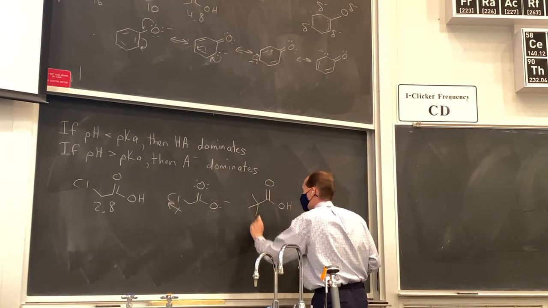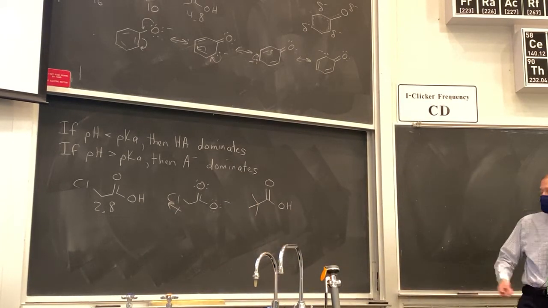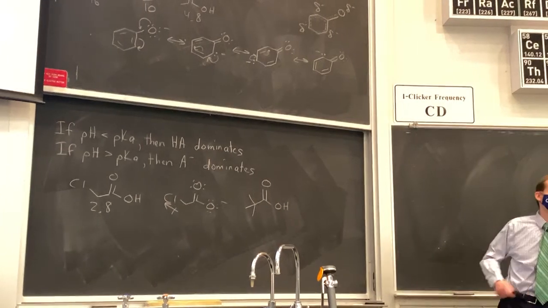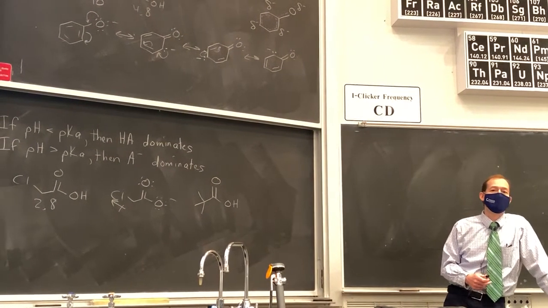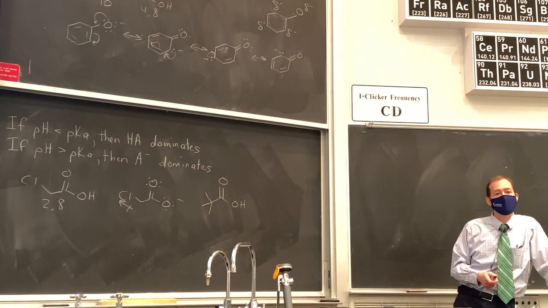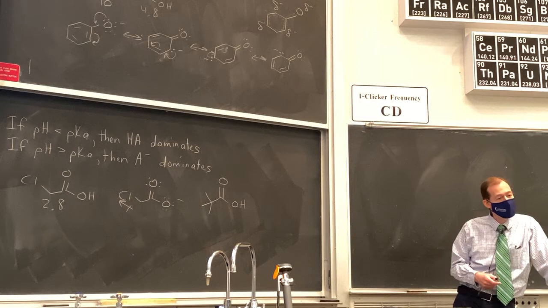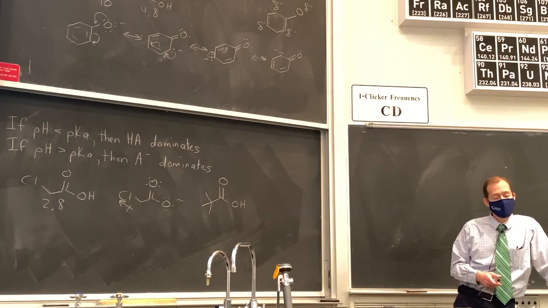Let's add a couple methyl groups to acetic acid. This is called pivalic acid. Is this going to be more acidic or less acidic than acetic acid? Less. Why? Yes, Trent. Because the methyl groups donate electrons, and so it's going to be more unstable.